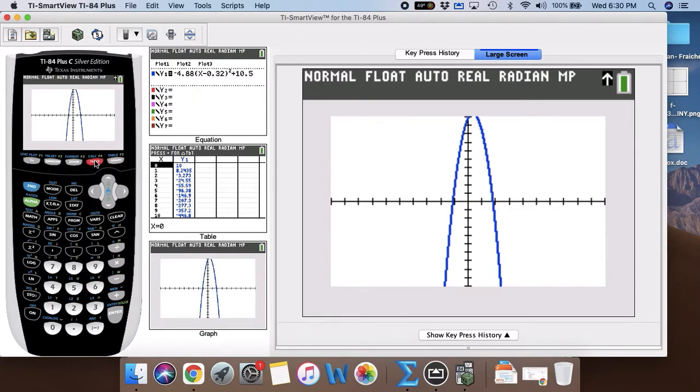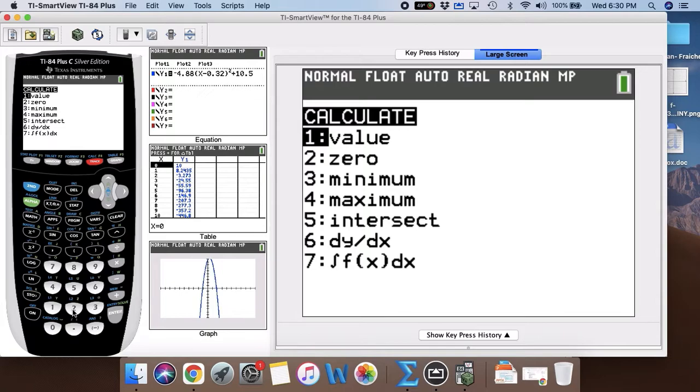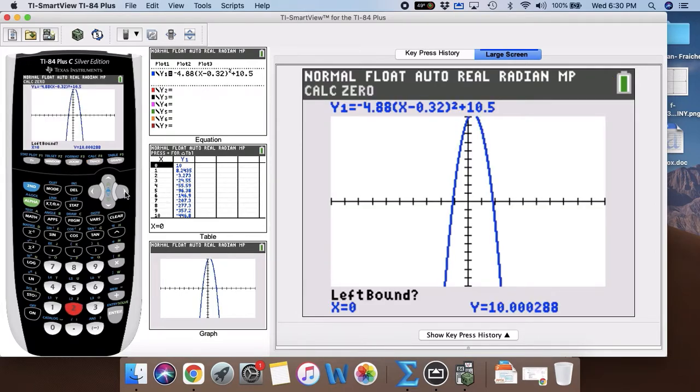So to find that, you do second trace, number 2. Then you're going to move your cursor until you get as close to the x-axis as possible, the x-intercept. Then you want to go to the left bound of it, which is the left side of it. Press enter. Then you want to go to the right side of it for the right bound. Press enter. And press enter again whenever it says guess.